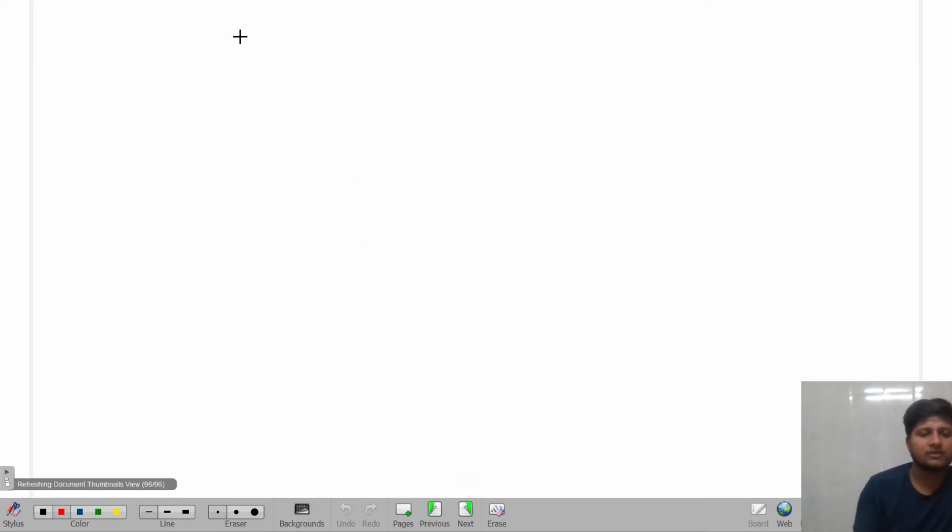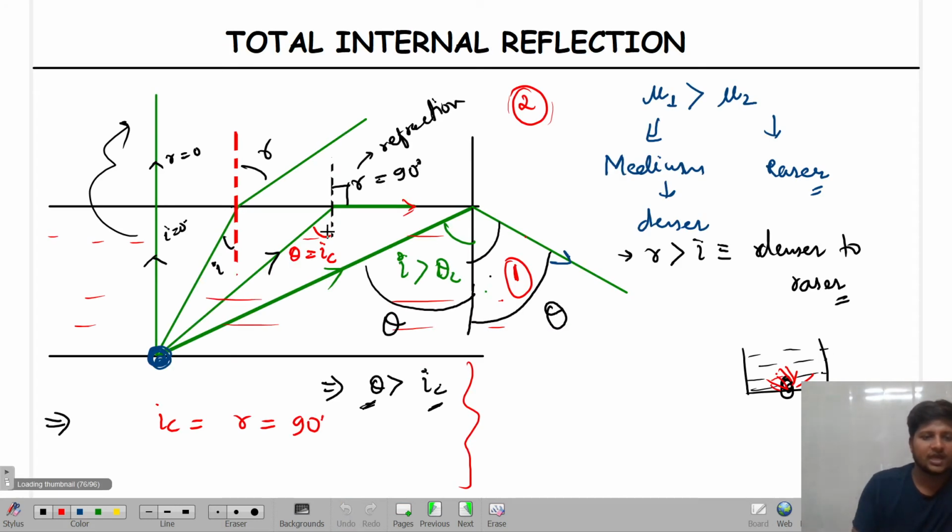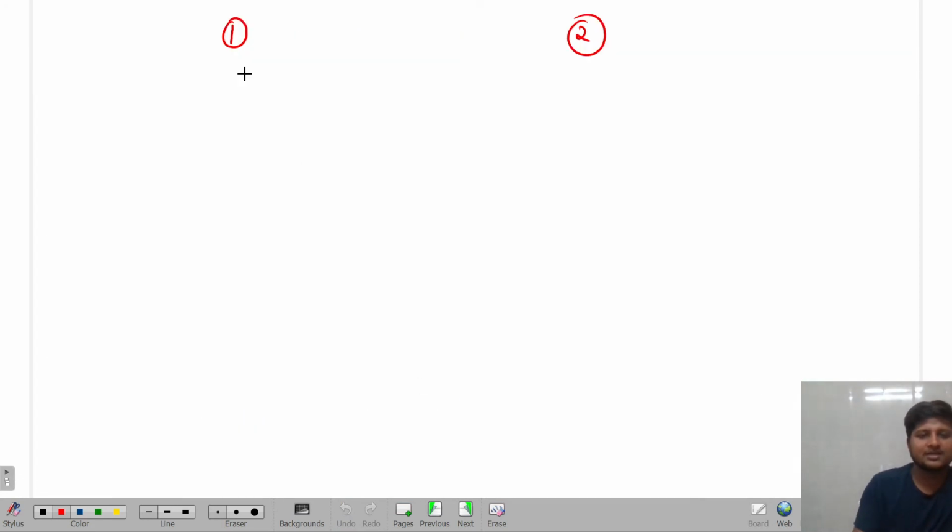So for this critical angle, if we can find the density of the medium, we can understand how much density of the medium will be required. Now look over here. What was given? Medium 1 and medium 2 were there. Medium 1 was denser. In medium 1, the critical angle is there. In medium 2, the refraction angle is there, equal to 90 degrees. Medium 1, I'm denoting by mu denser, and medium 2 by mu rarer.